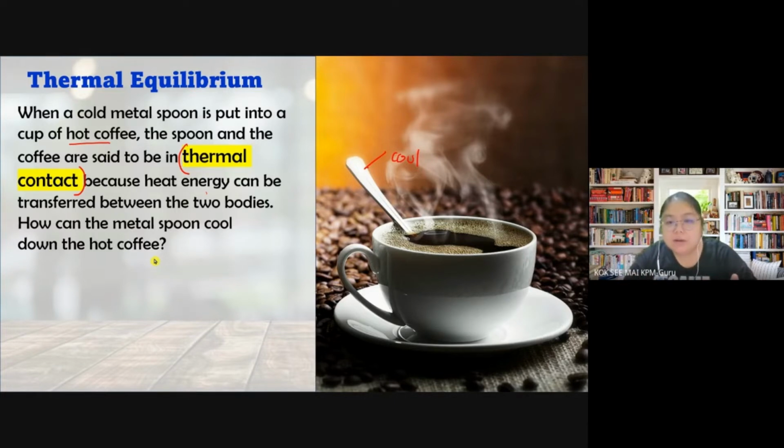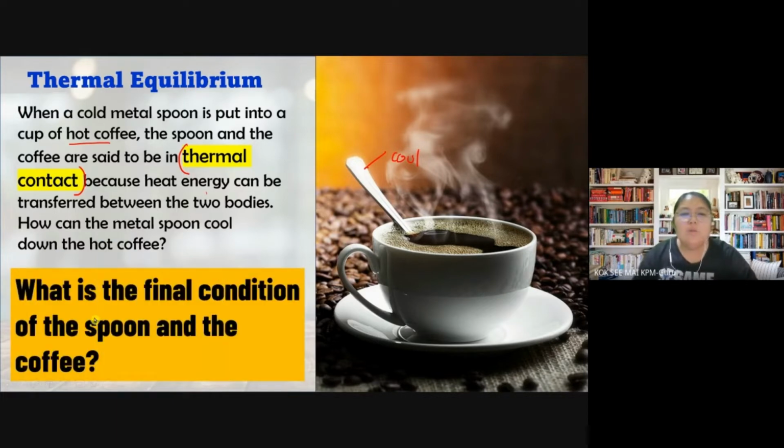Heat transfer is normally better with contact. If both are in contact, the heat will transfer faster. So this one we call thermal contact. Still not yet thermal equilibrium, contact first. So what is the final condition of the spoon and the coffee? Sure, the spoon will heat up and the coffee will cool down, because the heat will be lost to the surroundings, and some heat is absorbed by the spoon. This is common sense, daily life. Every time you drink coffee or milk powder drinks, you also know this. It is a situation we have felt before.